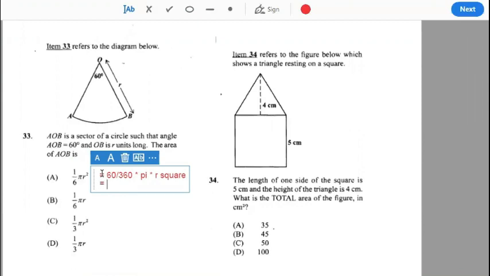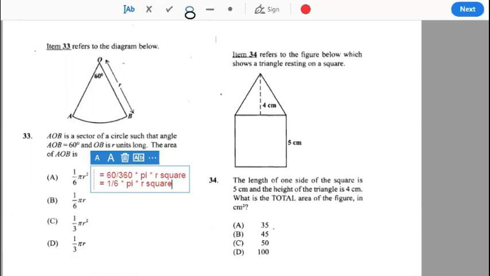So in this case, they didn't ask you to work it out. So what you're doing is simplifying 60 over 360 to get your answer. So don't say, oh God, I never see the answer. Miss, what did CXC do? No, it's as simple as simplifying your fraction. So 60 over 360: 6 goes into 60 one time, 6 goes into 360 sixty times. So it's 1 over 6, multiplied by pi, multiplied by r squared. And that is our answer.